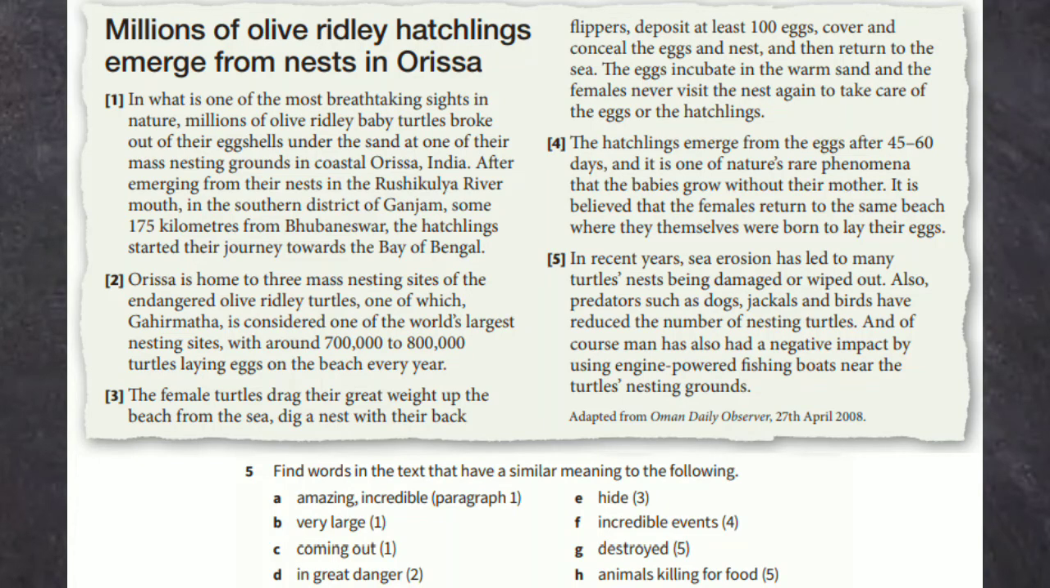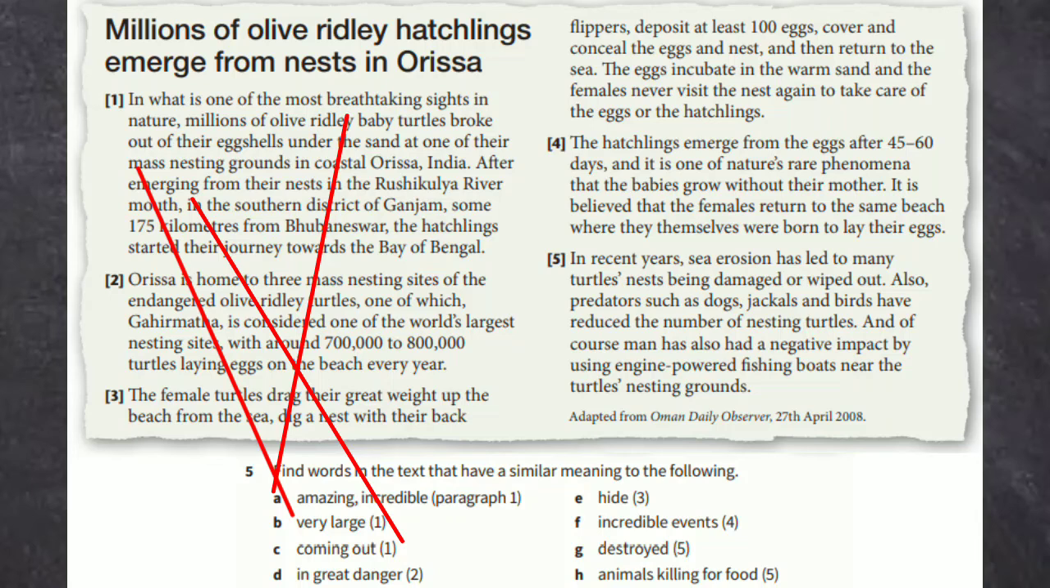Alright, now that I have given you some time to read, quick reading, to search for these words in the text, let's see what you've got. And I'm just going to answer this because this is still practice, right? So the first one, amazing. Amazing is the synonym of breathtaking. Very large is the synonym of mass. Coming out is the synonym of emerging.